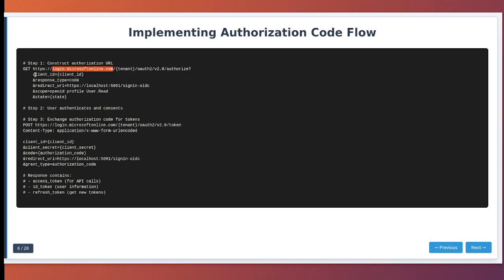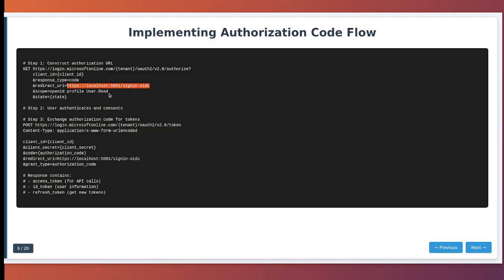The base URL is https://login.microsoftonline.com/tenant/oauth2/v2.0/authorize. You replace tenant with your tenant ID or domain name. The client ID is your application's ID from the registration. The response type equals code tells Entra ID you want an authorization code, not tokens directly. The redirect URI must exactly match one of the URIs you registered. Even a trailing slash difference will cause an error.